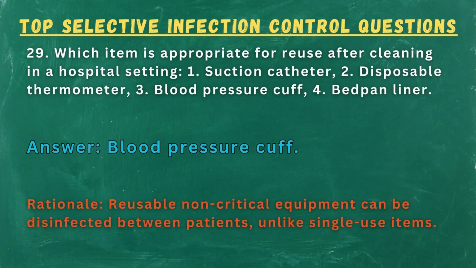29. Which item is appropriate for reuse after cleaning in a hospital setting? 1. Suction catheter. 2. Disposable thermometer. 3. Blood pressure cuff. 4. Bedpan liner. Answer: Blood pressure cuff. Rationale: Reusable non-critical equipment can be disinfected between patients, unlike single-use items.